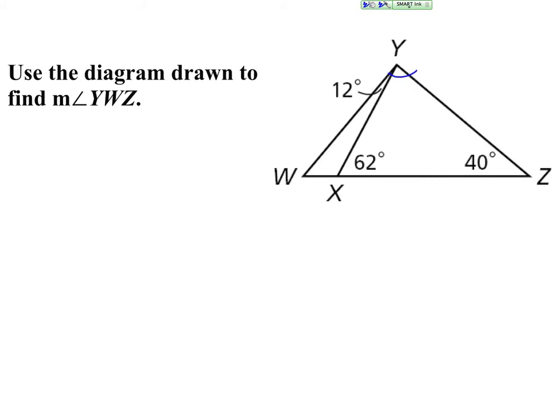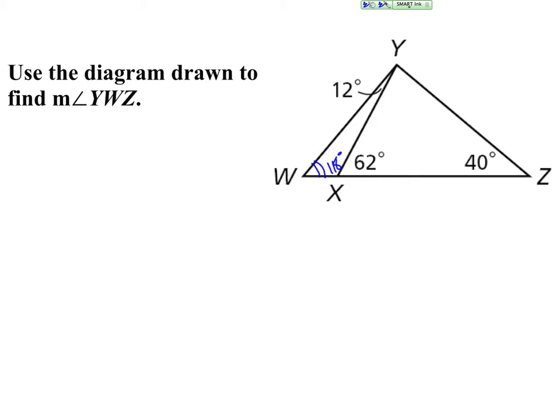All right, same diagram. But I want you to find angle YWZ, this angle now. So take a look at what you know. How are these two related? Supplementary, because they form a linear pair. So we're thinking linear pair theorem. So supplements, what's 180 minus 62? 118 for that one.